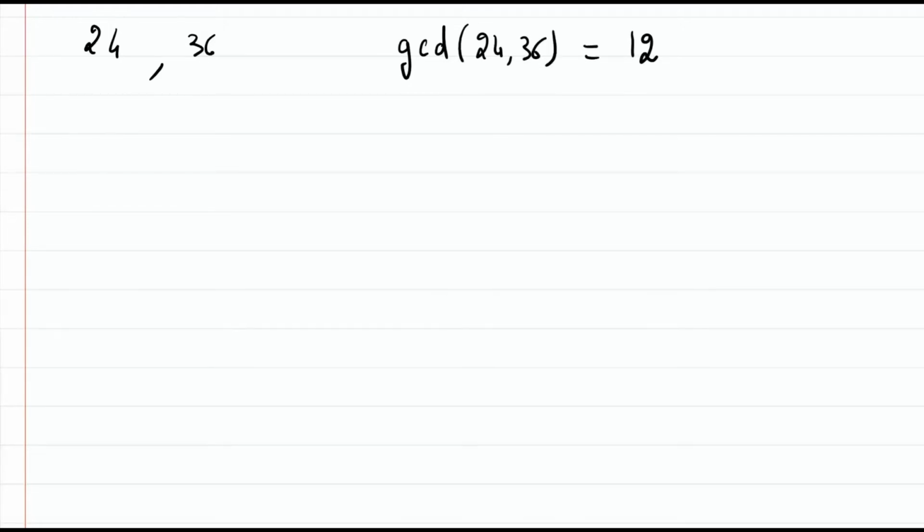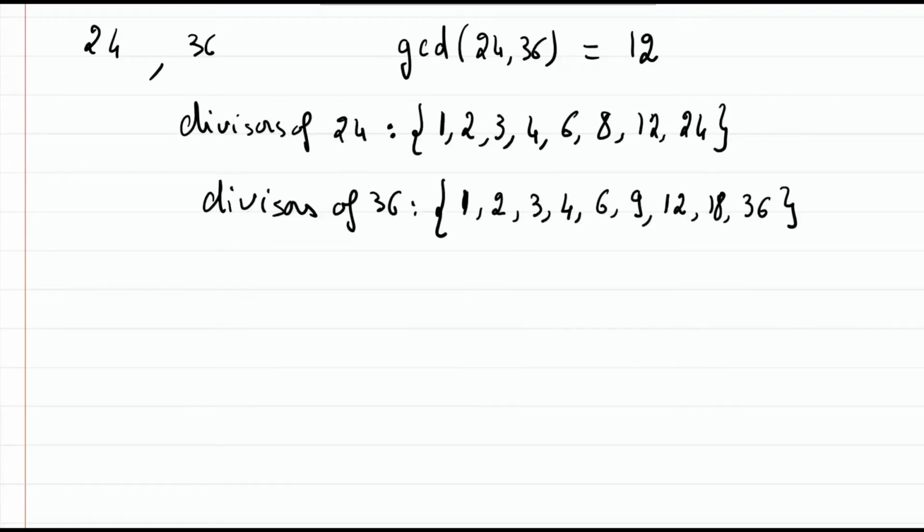So how did we know this? The first method: say we enumerate all the divisors of 24 and all the divisors of 36. Now the common divisors are 1, which appears in both, 2, 3, 4, 6 also, not 8, not 9, we have 12, and that's all. And the greatest common divisor is clear, it's 12.